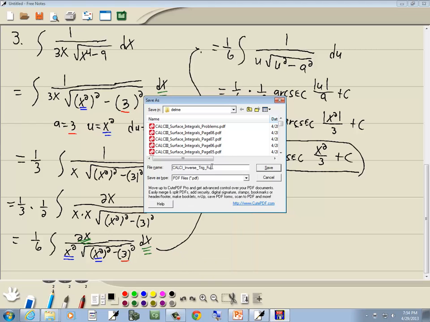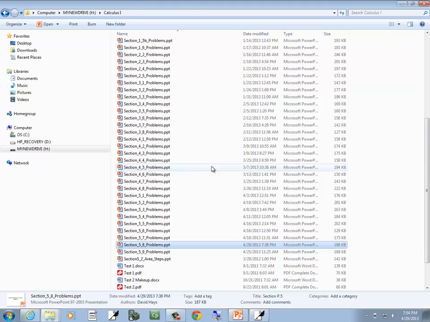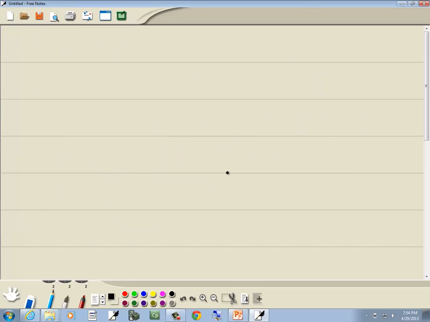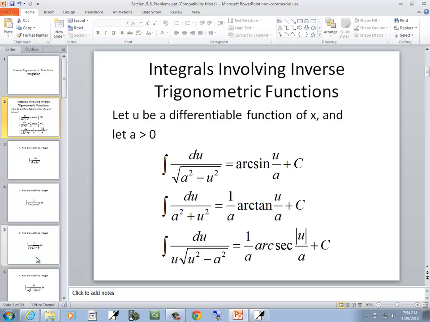Trig functions integration. Page 01.pdf. There we go. And let's look at our next problem.